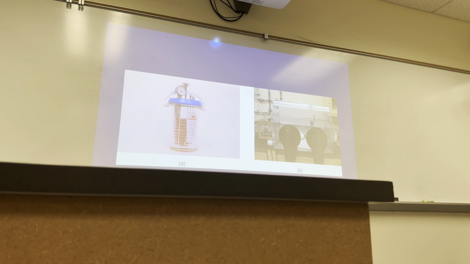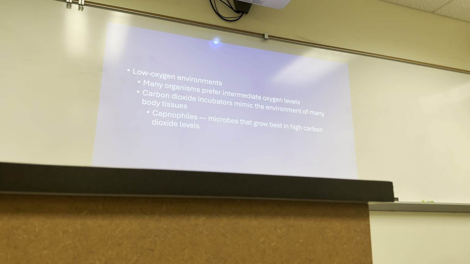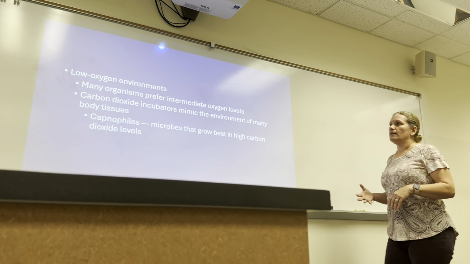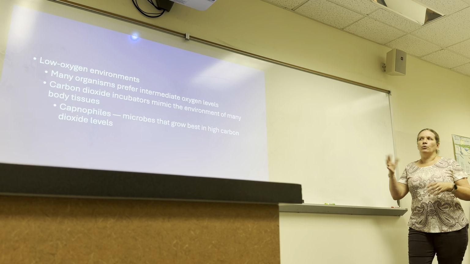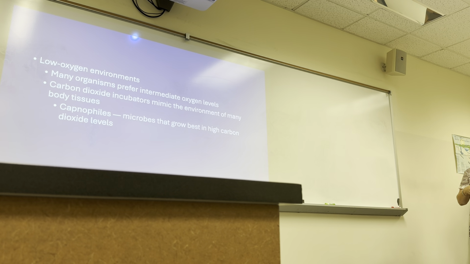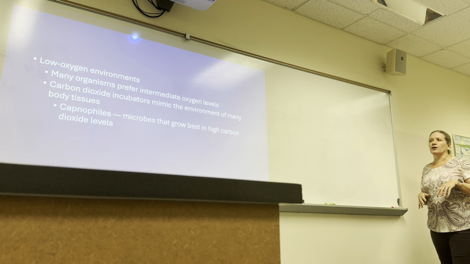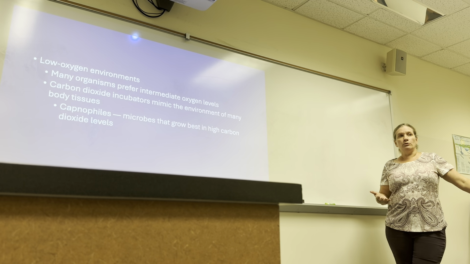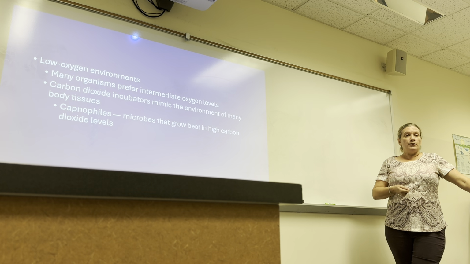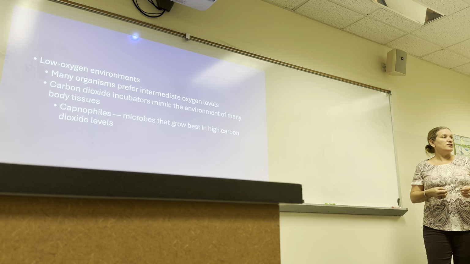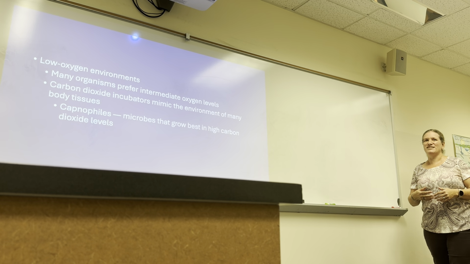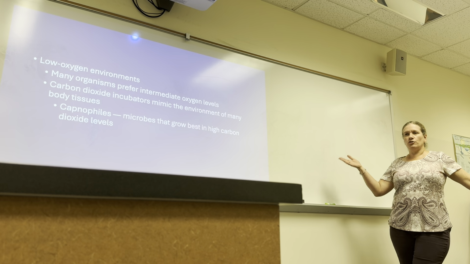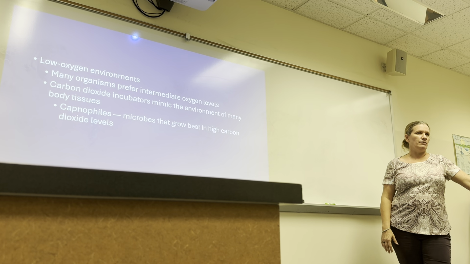Okay, when you have organisms that want low oxygen but high levels of carbon dioxide, then that is an option. Many organisms are going to prefer intermediate oxygen levels. And some do like high CO2 levels. In fact, any area of body tissue tends to be higher in CO2 than oxygen. So the organisms that grow and cause disease in body tissue are going to be ones that enjoy that and grow well in that type of environment.